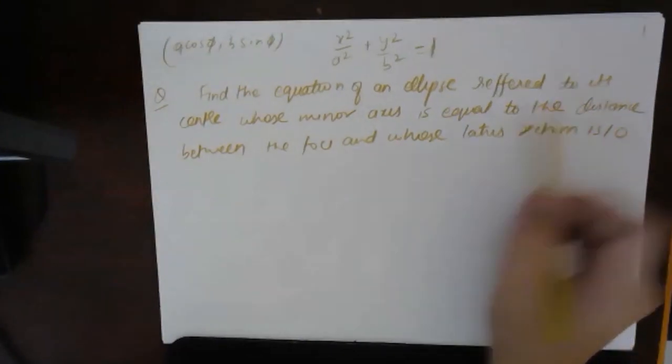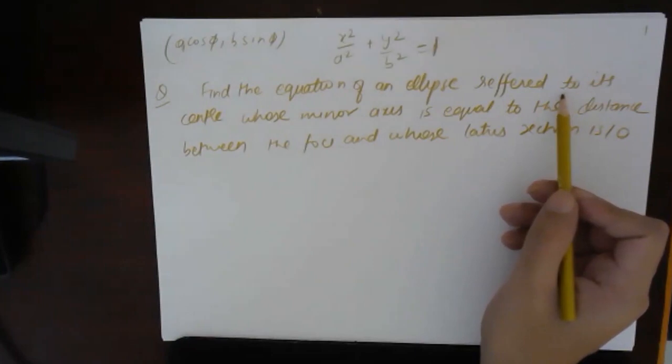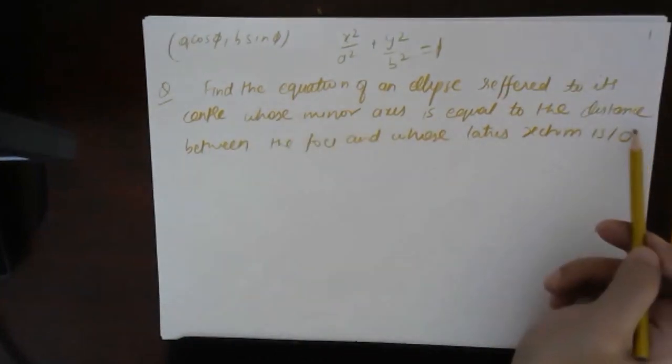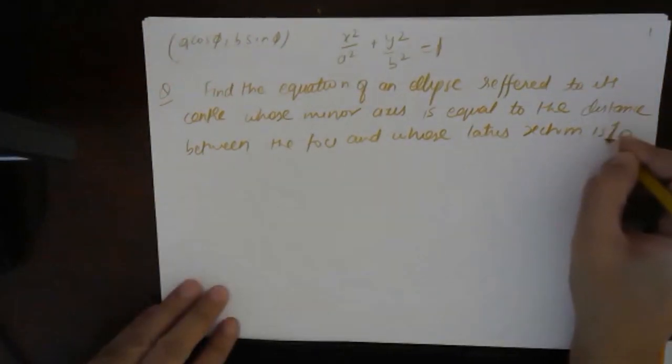Find the equation of the ellipse, referred to its center, whose minor axis is equal to the distance between the foci and whose latus rectum is 10. Okay. Find the answer for it. The latus rectum is 10.